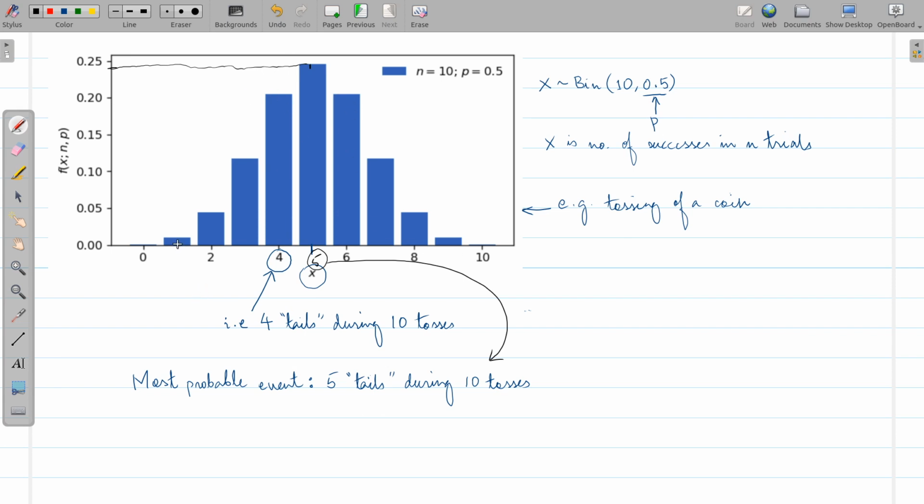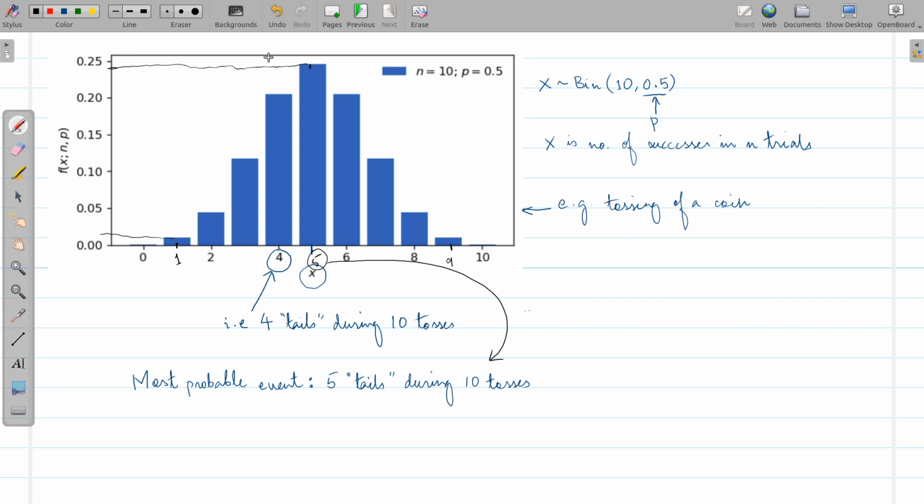If I say something like this, it means what is the probability of getting 1 tail out of 10 tosses? That probability is very small. What is the probability of getting 9 tails out of 10 tosses? That means 1 head out of 10 tosses, because heads and tails have similar probability. These two probabilities will be identical. Does it make sense now?